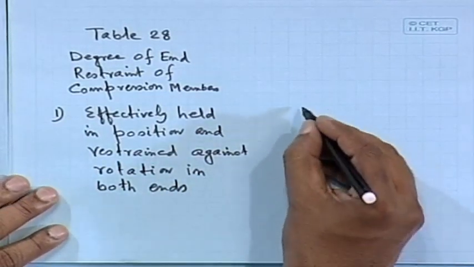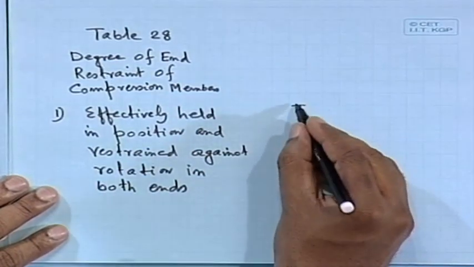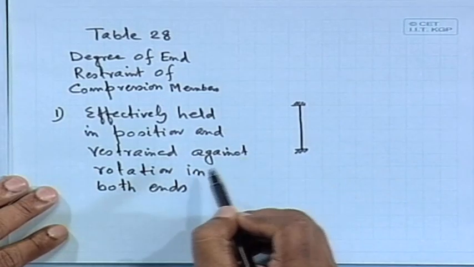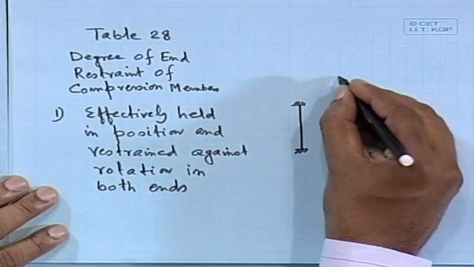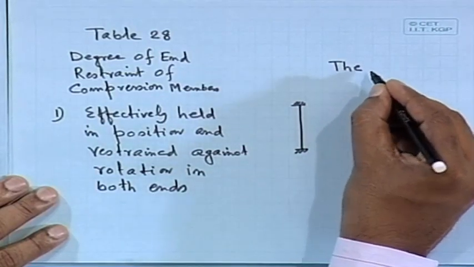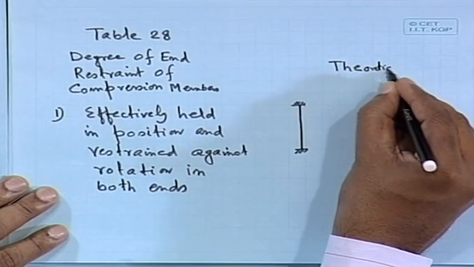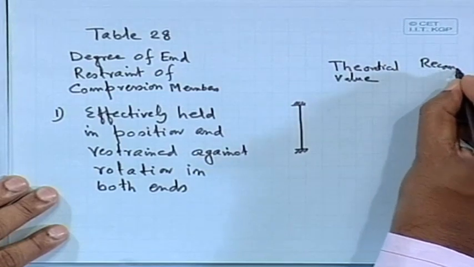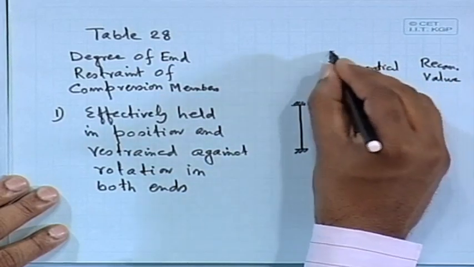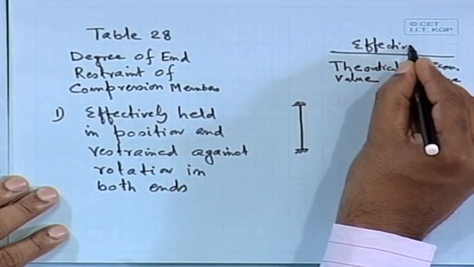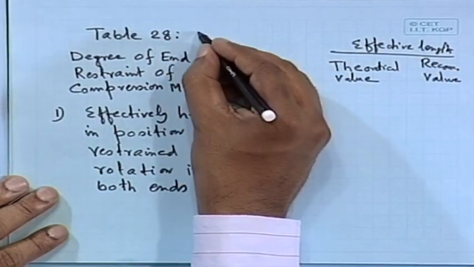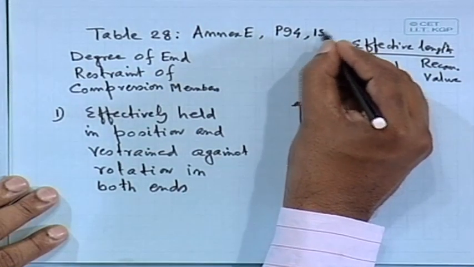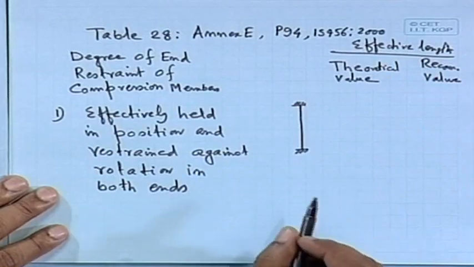What does it mean? It means it is fixed at top as well as at the bottom. Effectively held in position, that means there is no lateral movement, and resistance against rotation, so there is no rotation. So, if that be the case, in our code we can find out the theoretical value and the recommended value, what our code says. These are all for effective length. Where we shall get it? Table 28, Annex E, page 94, IS 456 2000. This is the specific reference from where I am talking.